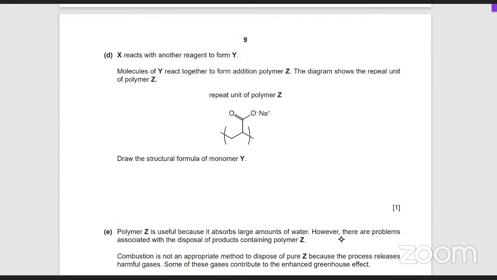Then he says that X reacts with another reagent to form Y. So molecules of Y react to form addition polymers. The diagram shows the repeat unit of a polymer. Draw the structure of the monomer. The monomer is easy. So all you have to do is, these are your two carbon atoms, get rid of the continuation bonds and put a double bond in between back. Okay? So it's two carbon atoms that have a double bond. And one of them has this top pinna, it's got a double bond O and O minus 1, Na+1. And you can add the H's as well.